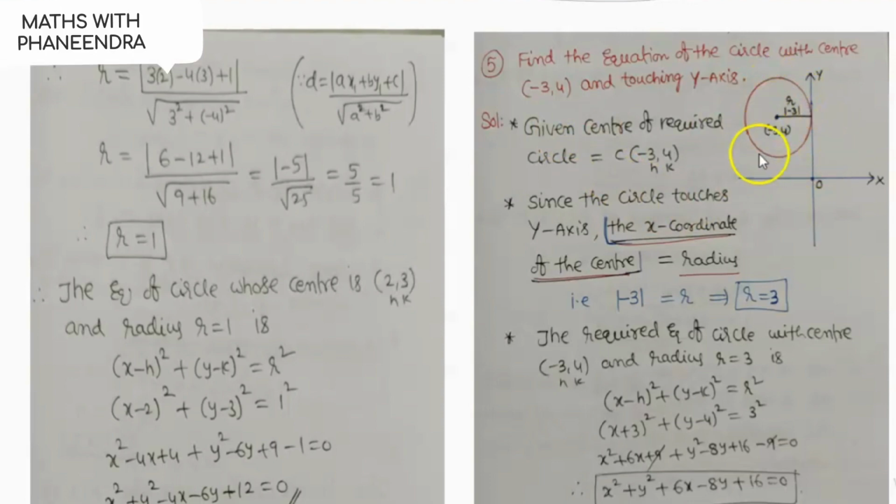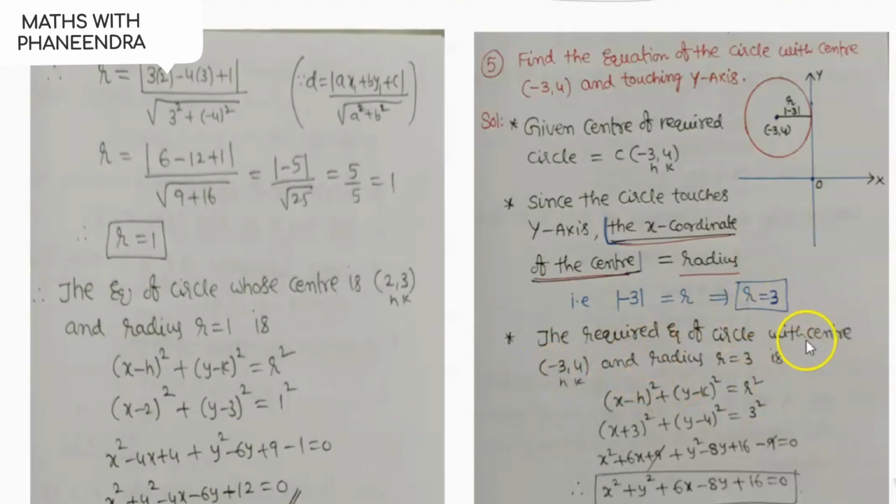Here the circle's center is (-3, 4) and it touches the y-axis. The center of the circle is any point in the plane. Therefore, the distance from a point in the plane to the y-axis is equal to the x coordinate. Here r is equal to, distance is always denoted by positive, so I am taking mod of -3. So r is equal to |-3|, which is equal to 3. So we got the radius of the circle, and we know the center of the circle is (-3, 4).